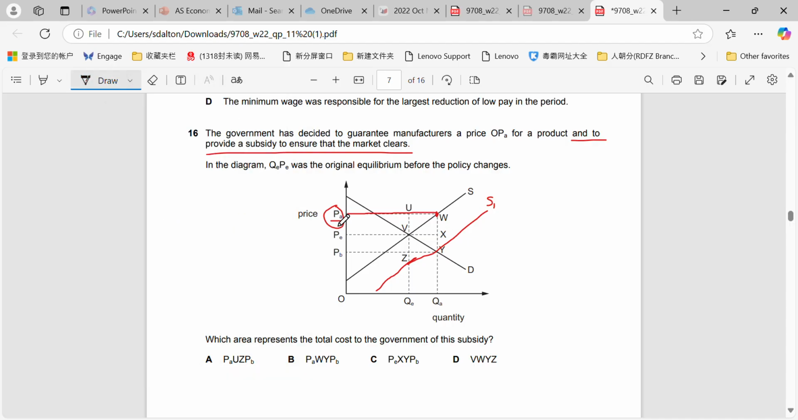So therefore, if they're going to provide it OPA, then the level of the subsidy provided, you know that when you do your subsidy, it's from the shift in the new supply curve up to where it hits the original. And if you do that, you can see that the total area of the subsidy, because of the guarantee that they've made, would be PA, PB, Y, W. That would be PA, Y, W, PB, B.